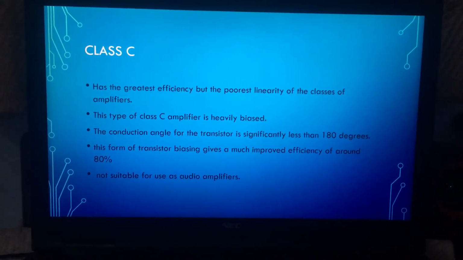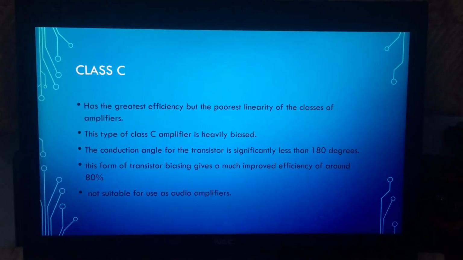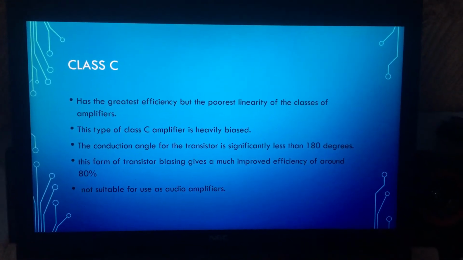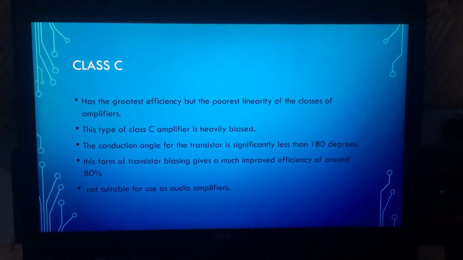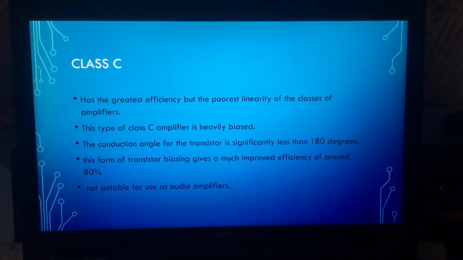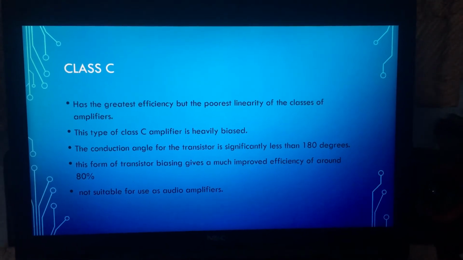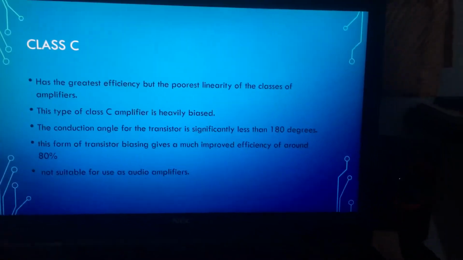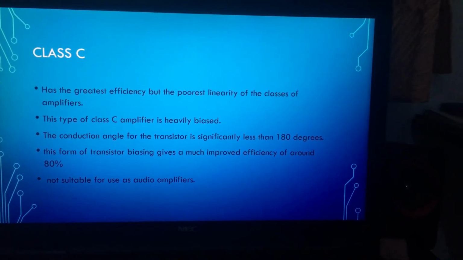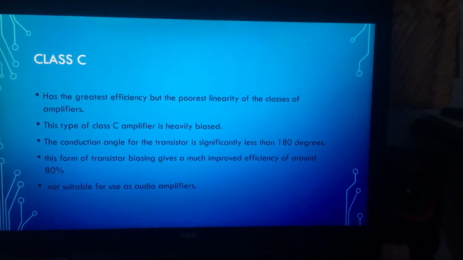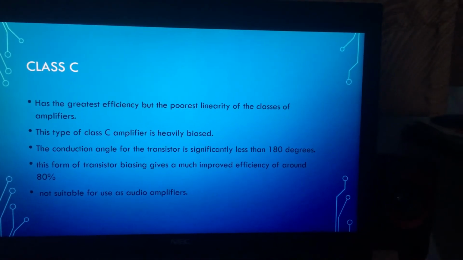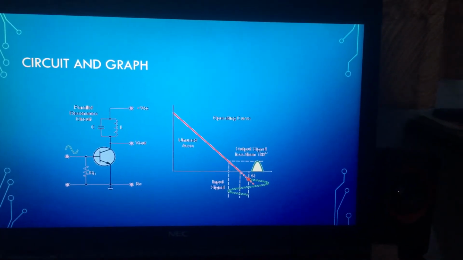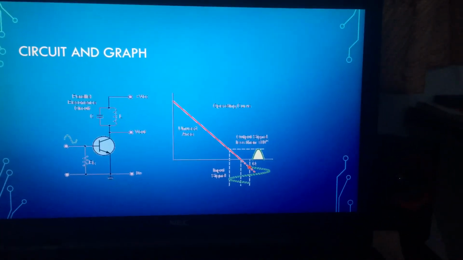Class C has the greatest efficiency but the poorest linearity of the classes of amplifier. This type of class C amplifier is heavily biased. The conduction angle for the transistor is significantly less than 180 degrees. This form of transistor biasing gives much improved efficiency of around 80%, but it's not suitable as an audio amplifier. This was the circuit and the graph characteristic. Next.